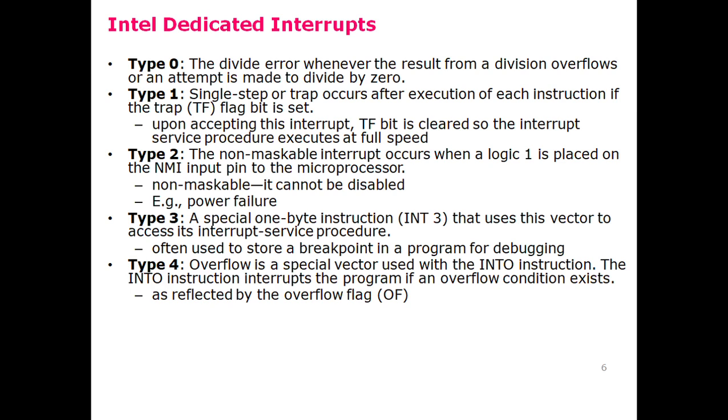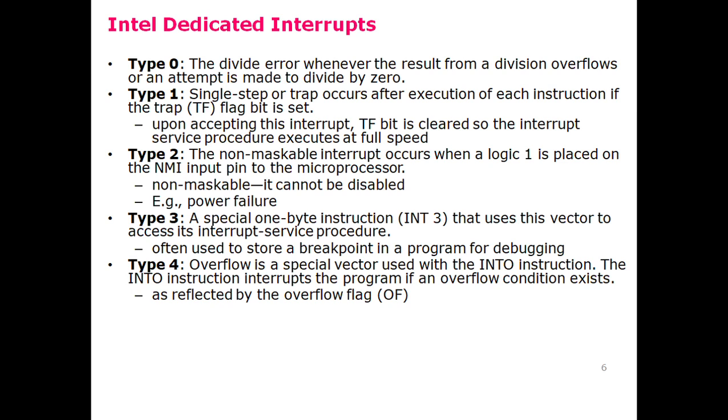While the other interrupt, which comes through the interrupt request pin, can be disabled by disabling or clearing the interrupt flag, this interrupt NMI cannot be disabled, so it's non-maskable. For example, power failure. Whenever power fails, this interrupt is sent through NMI. NMI and interrupt request are the two interrupt pins in the microprocessor.